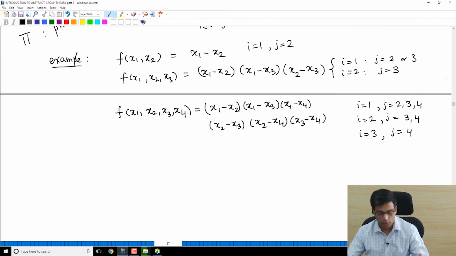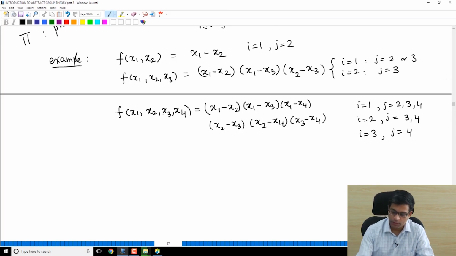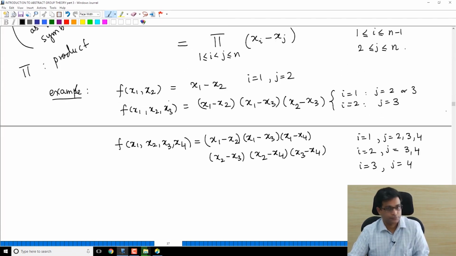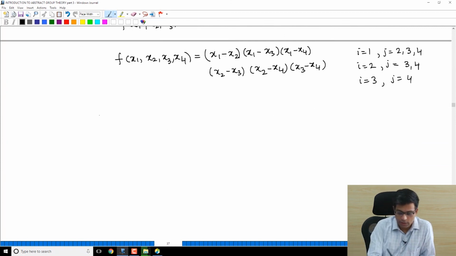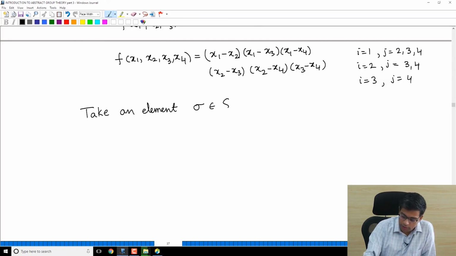Now you can think of what f of x1, x2, x3, x4, x5 would be. It will be x1 minus x2, x1 minus x3, x1 minus x4, x1 minus x5, and so on. So this is what f is. Now what I want to do is take an element sigma in Sn. Sigma is just a permutation on n letters, and I want to define sigma star of f as follows.